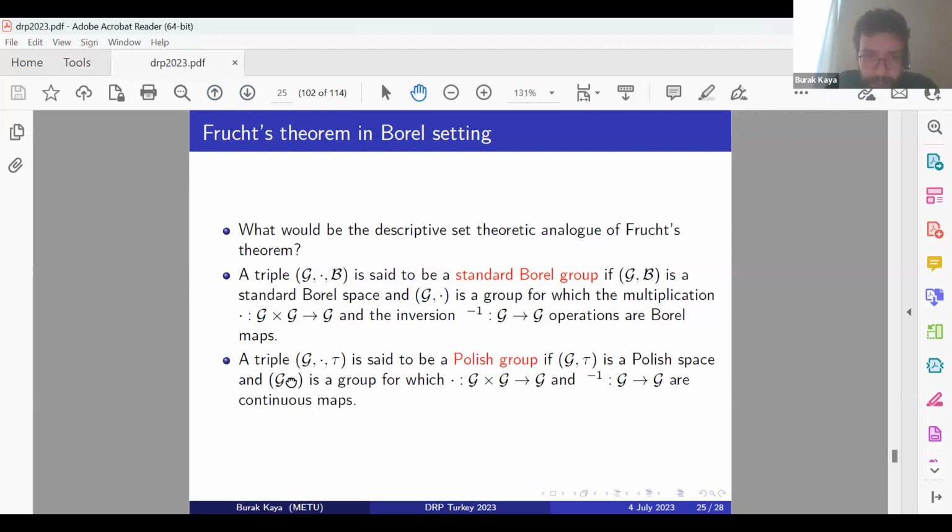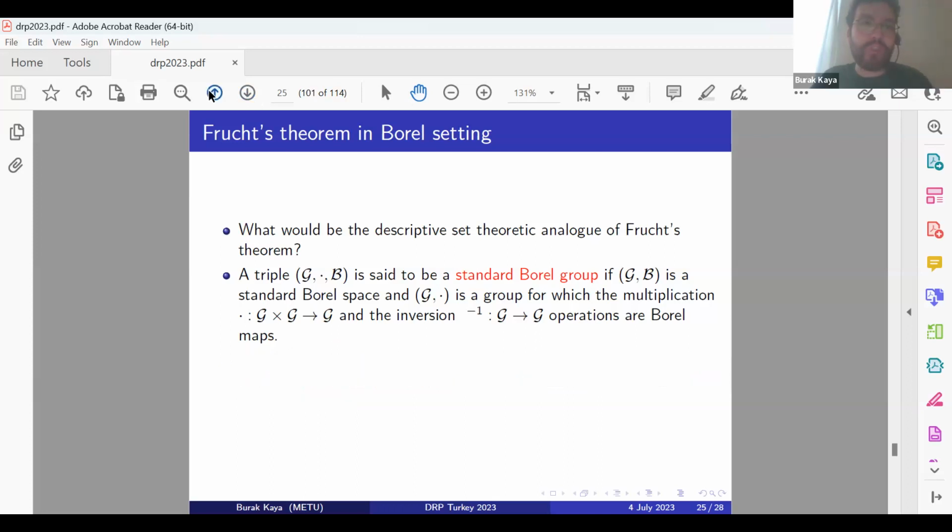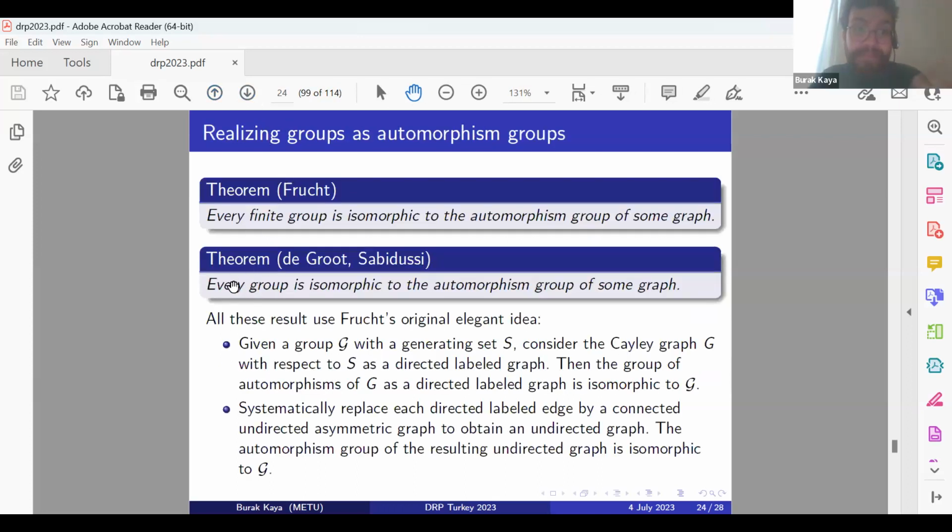It's a group, but it also has a topology, and it's a Polish topology. Now your group operations are this time continuous, because you're working in a different category. Over here, your morphisms are the continuous maps, right? They're not measurable maps anymore. You want these to be not measurable, but continuous this time. So this is called a Polish group. This is called a standard Borel group. So now I know how to change this part. I shouldn't be talking about every group, but rather about standard Borel groups or Polish groups.